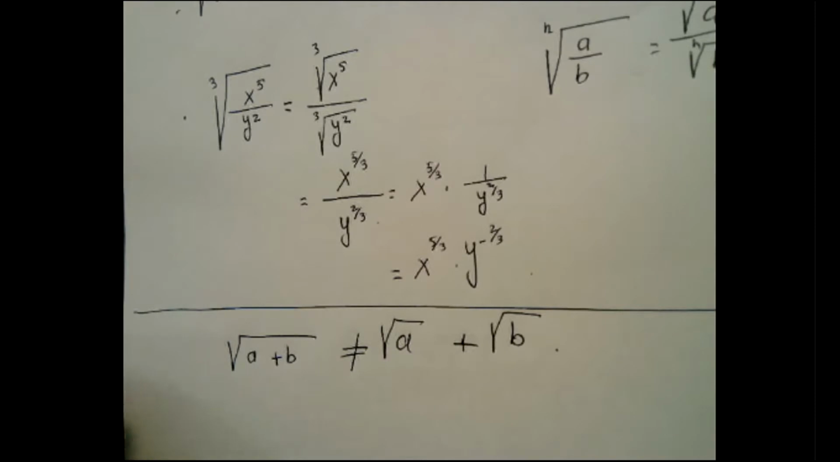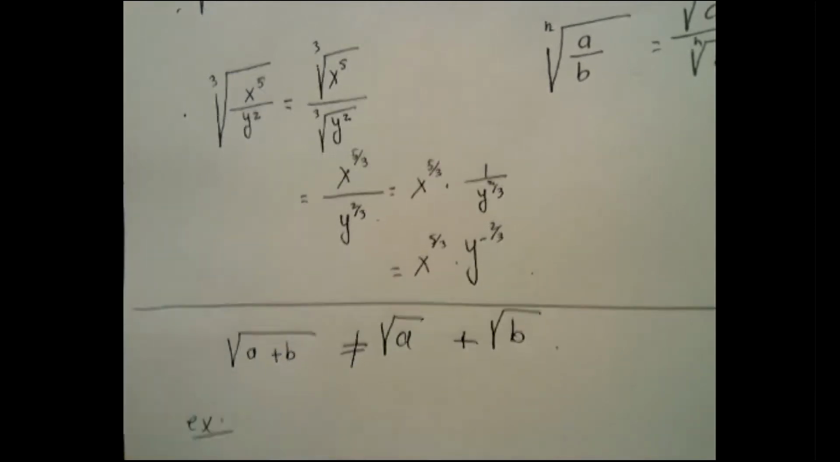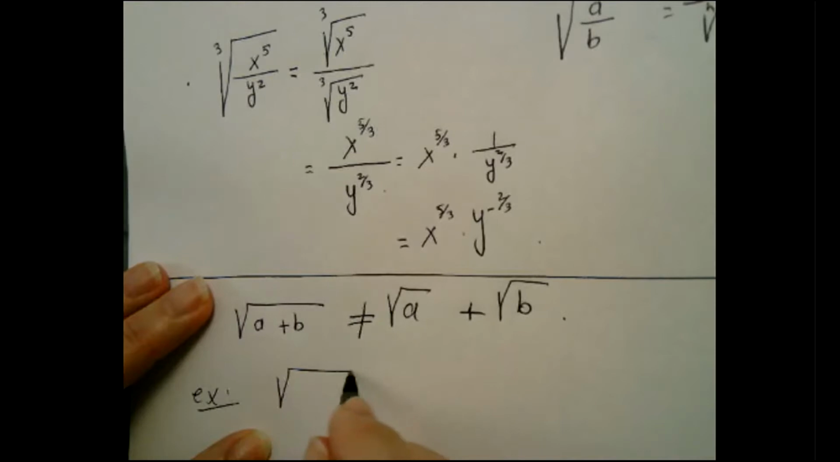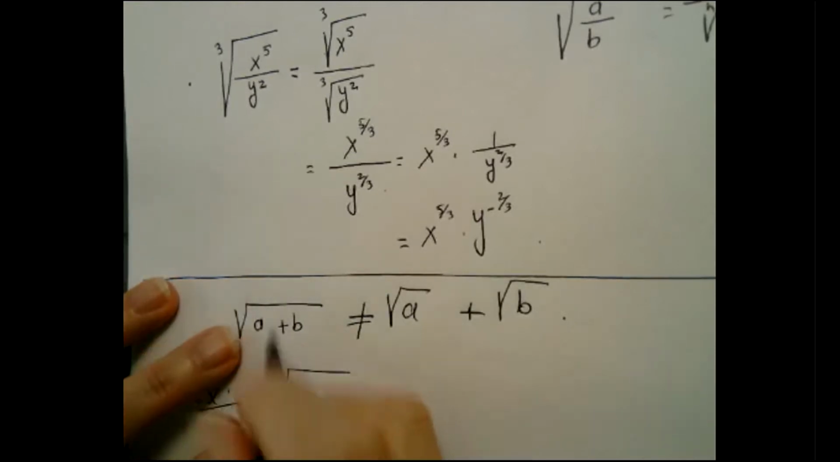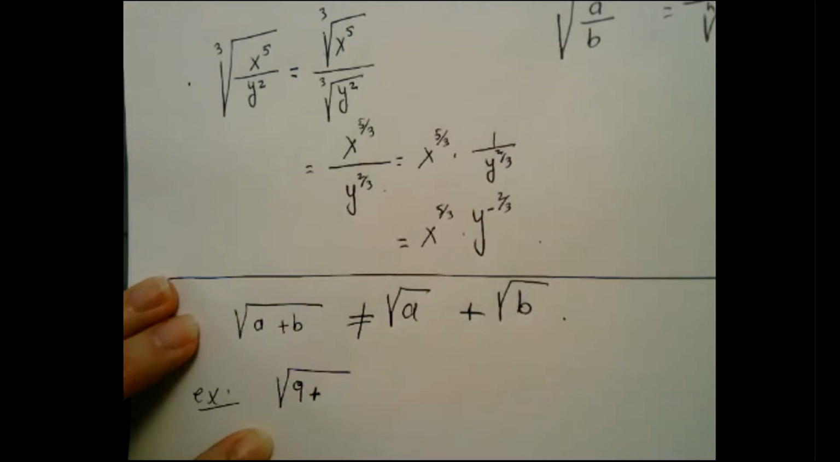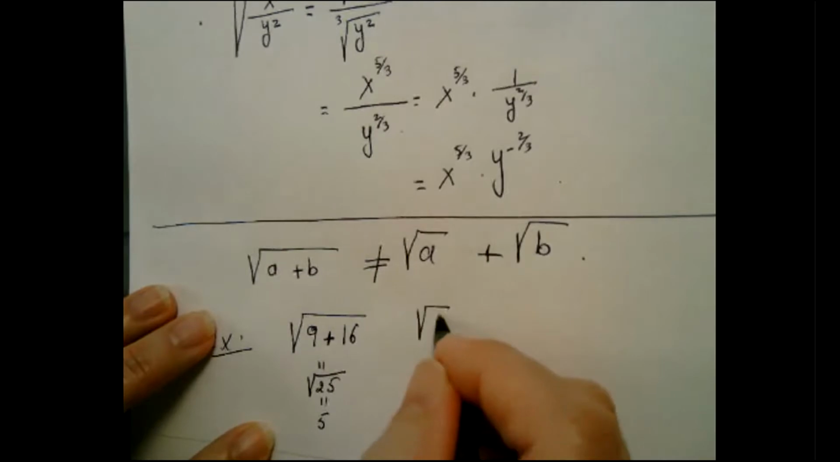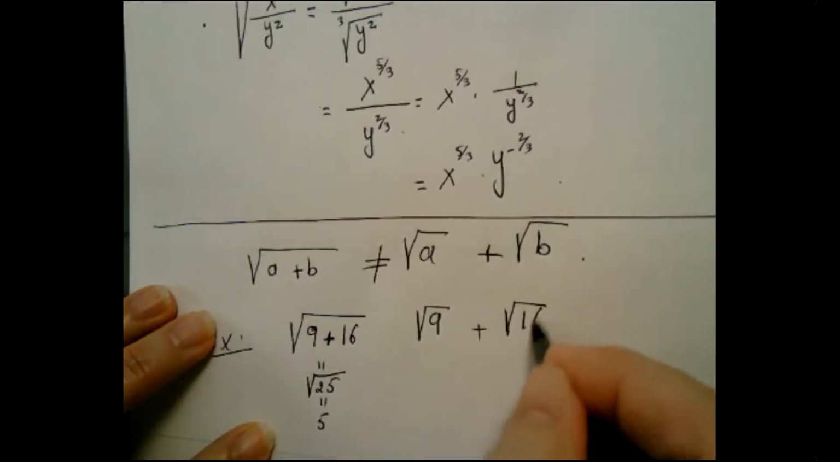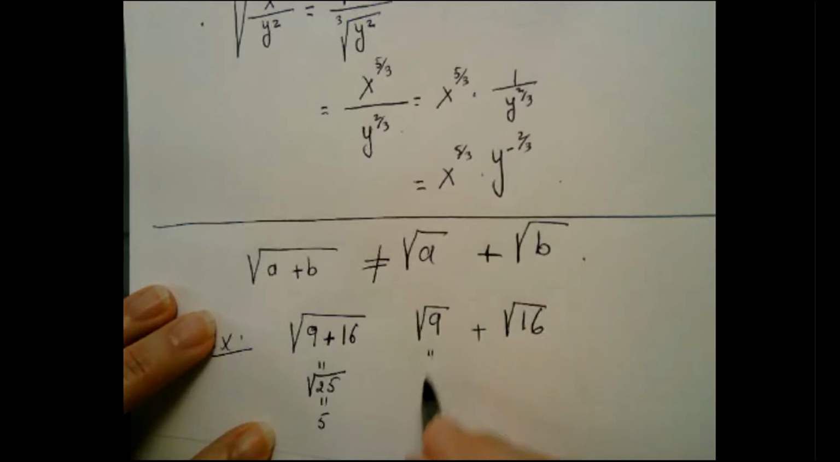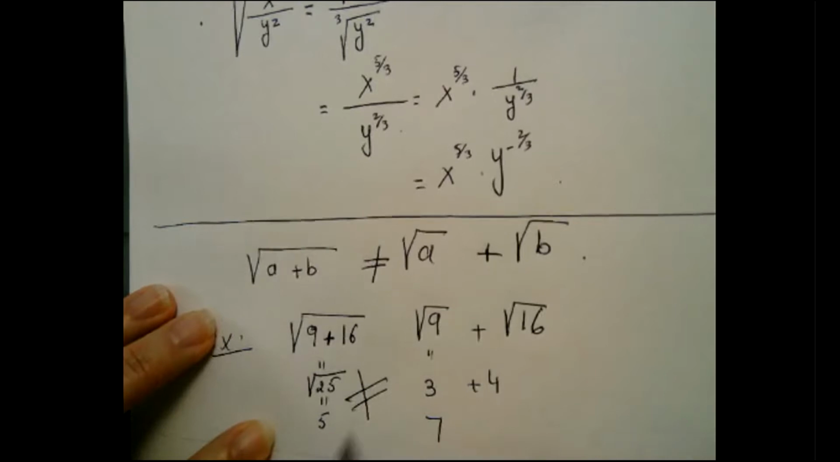Let's take an example. That's the easiest way to convince you. Suppose I take, let's take some nice number. I take A to be 9. That's a nice number. I take B to be 16. Another nice number. What is this equal to? That's the square root of 25, which is 5. However, if I split, what do I get? 3 plus 4. I get 7. Absolutely different.